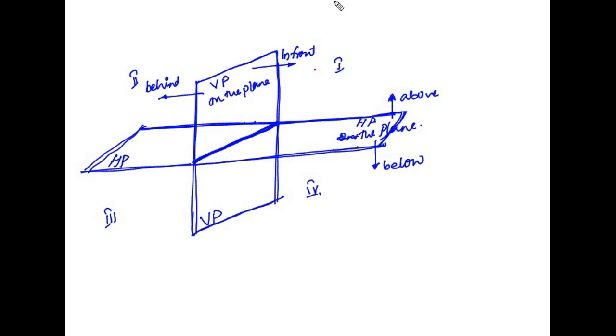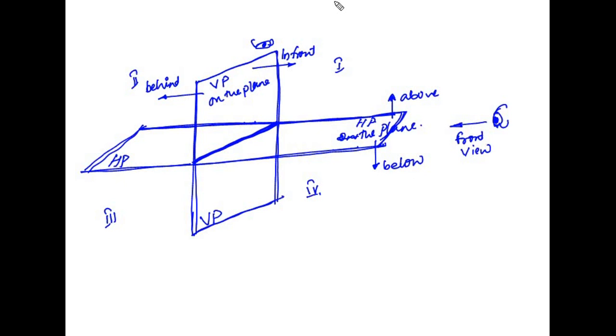Okay, so here we are saying in front, behind, above, below. With respect to a viewer, we have a viewer watching here, right? The position of the viewer will not change no matter what. The position of the viewer is fixed. Okay, so this view from here, whatever view, this is called as front view.